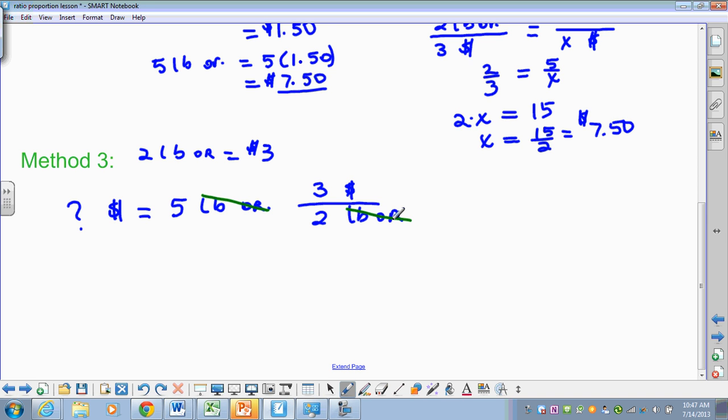And look what we have in terms of numbers. 5 times 3 over 2, which is 15 over 2. So there we also have the same answer. In other words, $7.50 for 5 pounds of oranges.